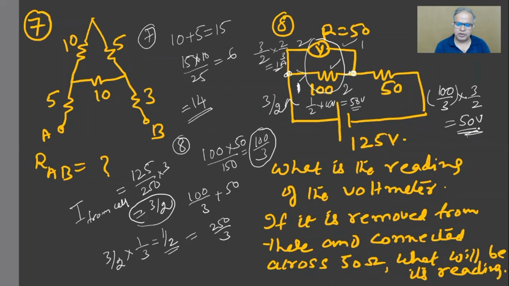Now, if I remove this and connect across 50, what will be the reading? That you do and tell me now. This voltmeter is removed from here and connected across that 50, this side 50. So how much will be the reading of the voltmeter? It reads 70, potential difference. Huh? 75. 75. No. It cannot be.